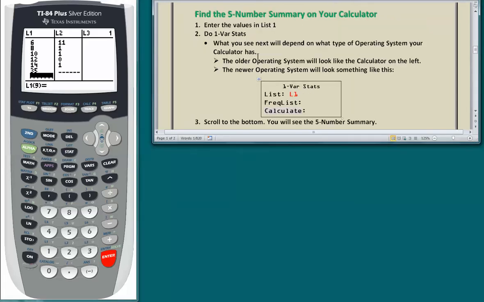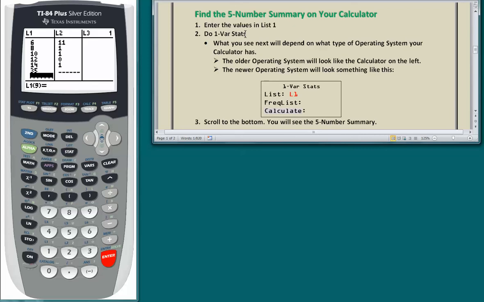So here's our step-by-step in finding the 5-number summary. Step 1 is enter the values in list 1. And of course you can enter it in any list you want, but in this case we're doing it in list 1. And if you look at my list 1 over here, you can see several of the values: 6, 8, 10, 12, 14, and 35.